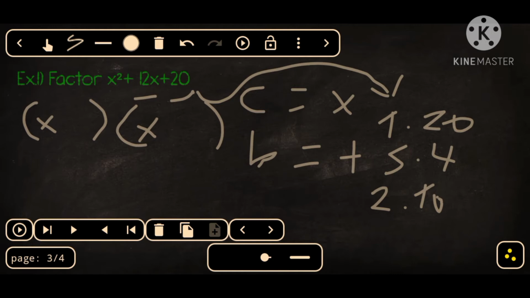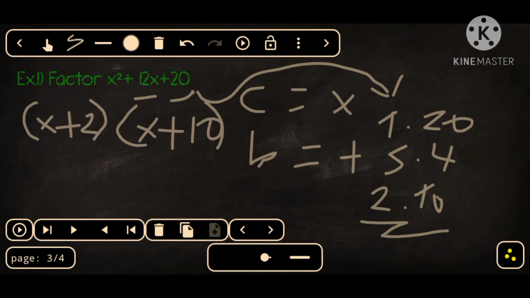Okay, then after that, what are the 2 numbers which, if you multiply, the answer, the product, is the third term, and if you add, the answer is the middle term, or the numerical coefficient of the middle term? So what is that? Factors of 20 which have a sum of 12, that is 2 and 10. So positive 2 and positive 10. Okay, so let us try to check.